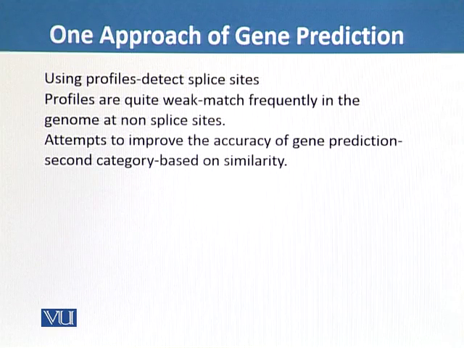So the attempts to improve the accuracy of gene prediction led to the second category of approach, because we have seen that the first category was the statistical approach. In this approach, scientists mainly focus on conserved regions or conserved parts of the gene. And the other approach is the similarity-based approach.